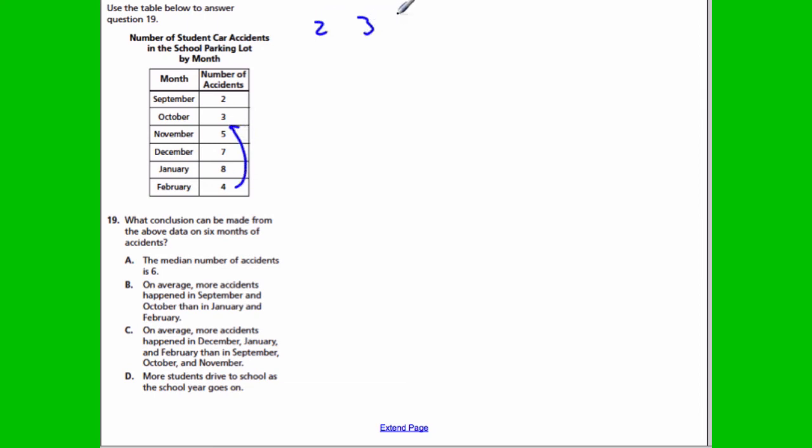2, 3, 4, 5, 7, 8. This time I have an even number, so my median falls halfway between 4 and 5, which is 4.5, or 4 plus 5 cut in half, the average between those two numbers, so 4.5. That's my median, not 6.